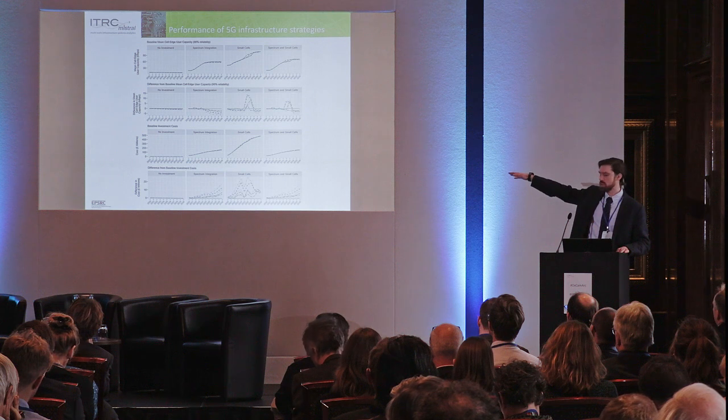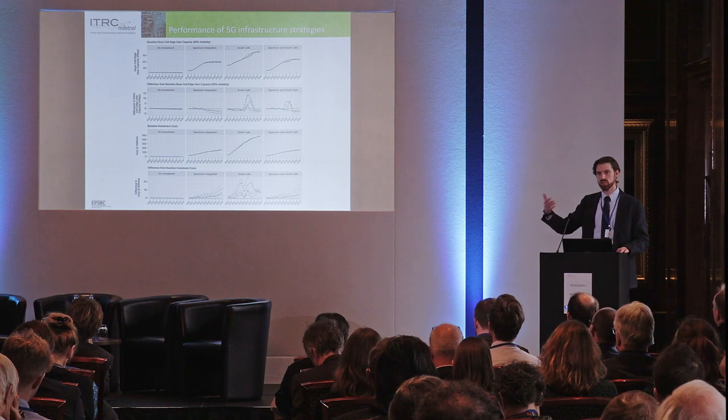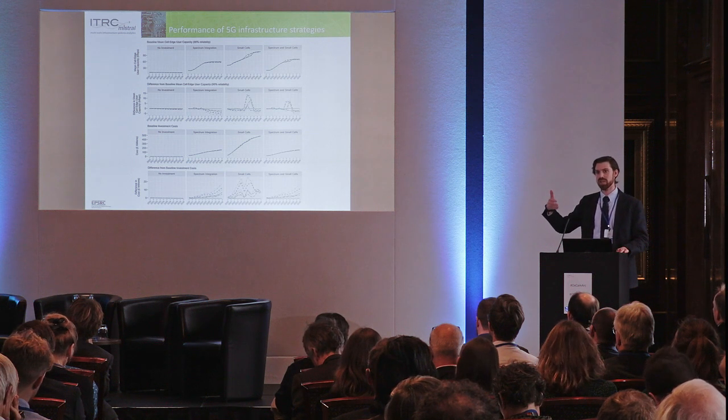If we look at the spectrum and small cell strategy, where we let the model first deploy spectrum and only deploy small cells if it needs them, only in a very small number of cases are small cells actually required, so the macro cells are able to basically meet demand.